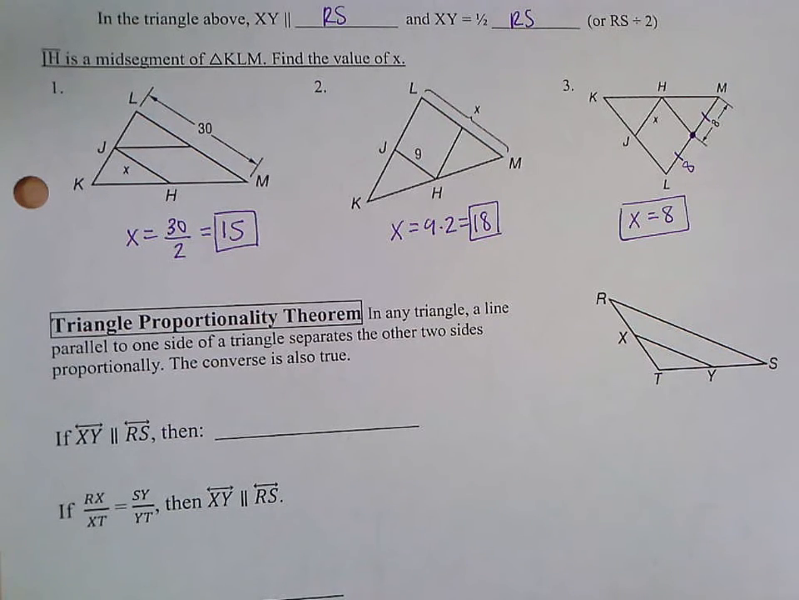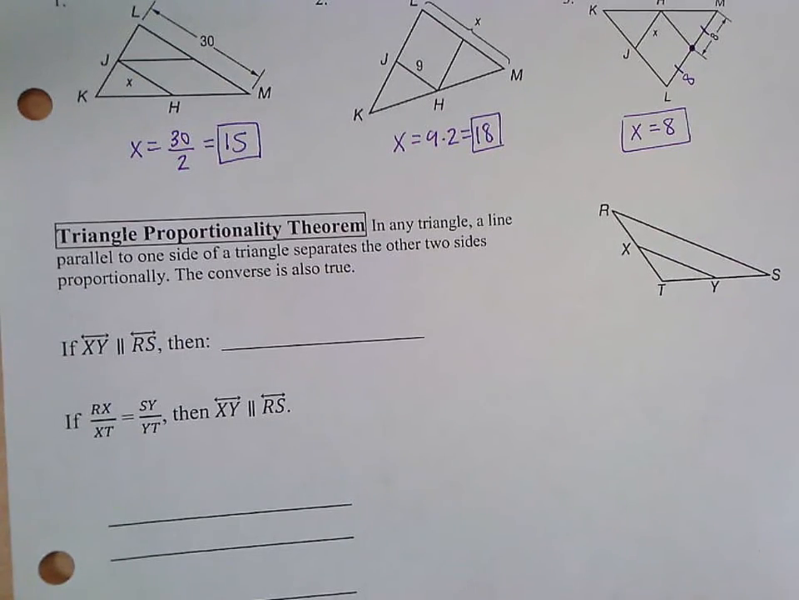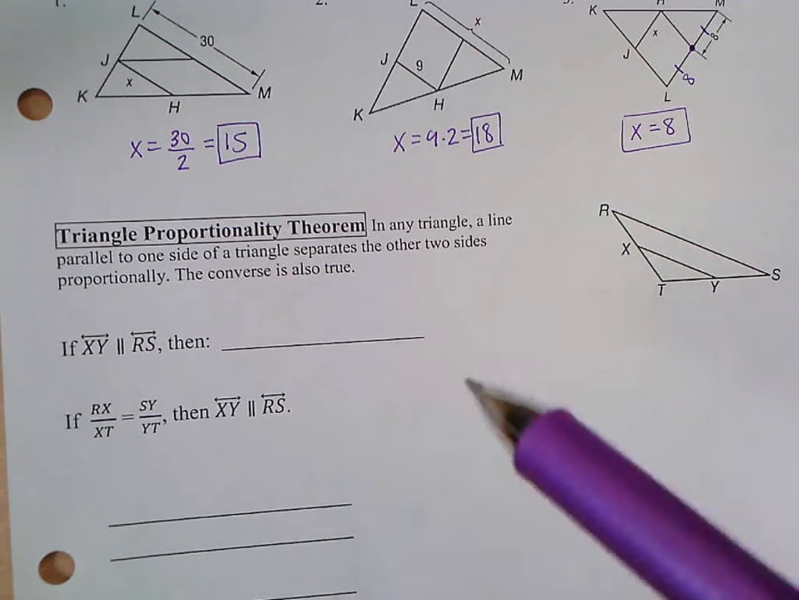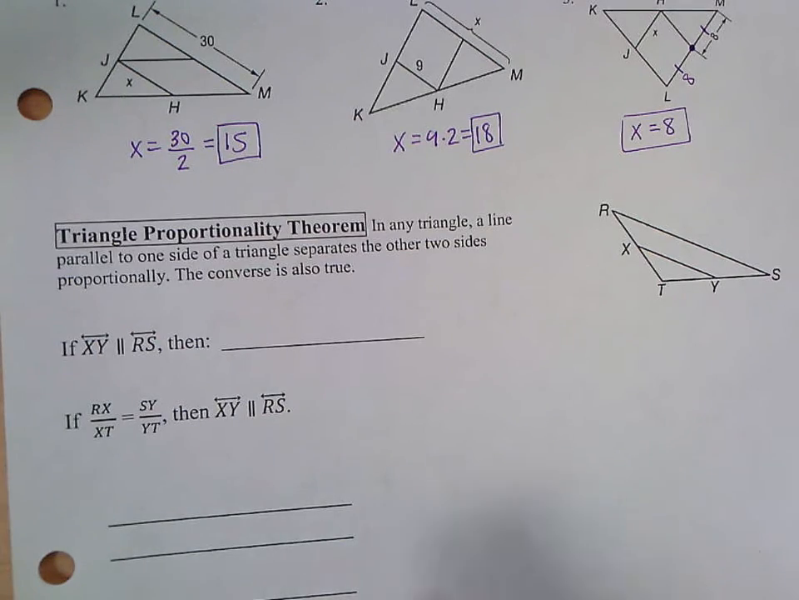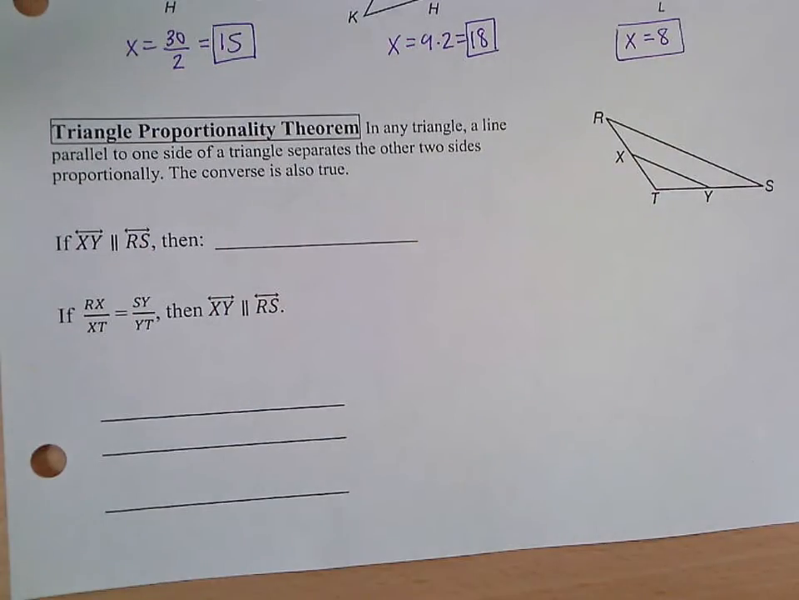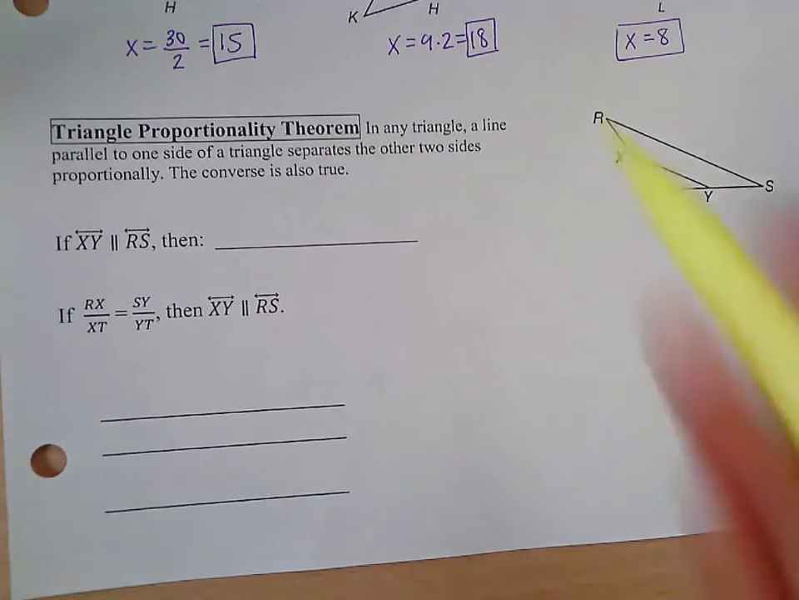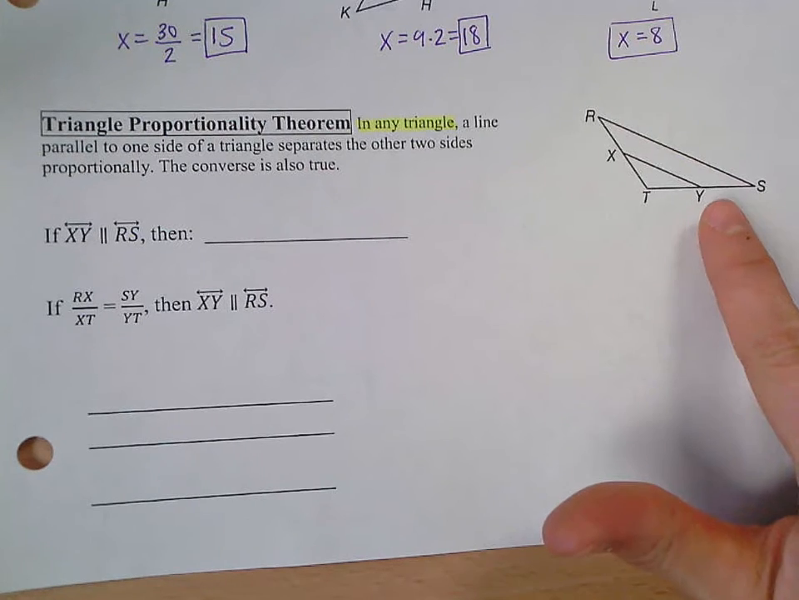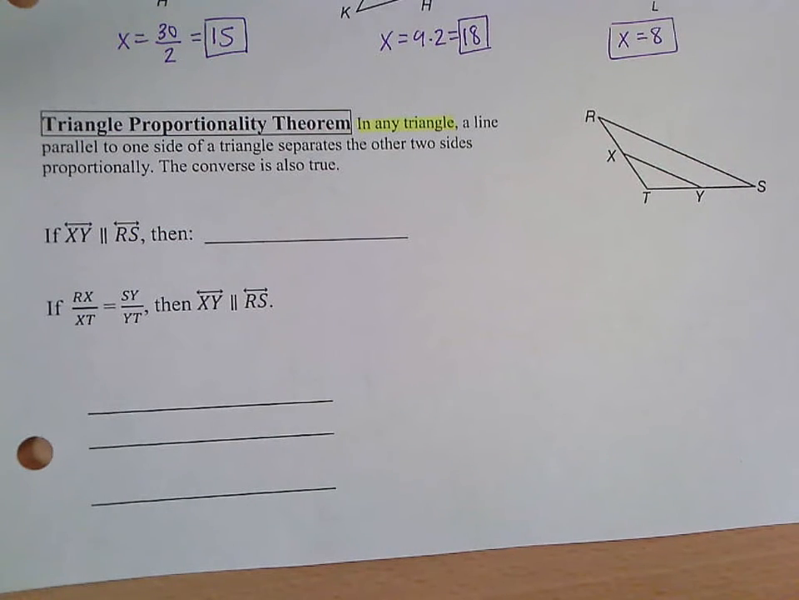Questions on that? Okay, so then we get to the triangle proportionality theorem, and I know some of you have already been using this because you realized that it worked, and it's fine if you had been using it already. Triangle proportionality theorem. So this is in any triangle. So this is not just if you have a mid-segment. So I know this picture is the same as what we saw above. So XY here does not have to be a mid-segment. In any triangle, a line that is parallel to one side of a triangle separates the other two sides proportionally, and the converse is also true.